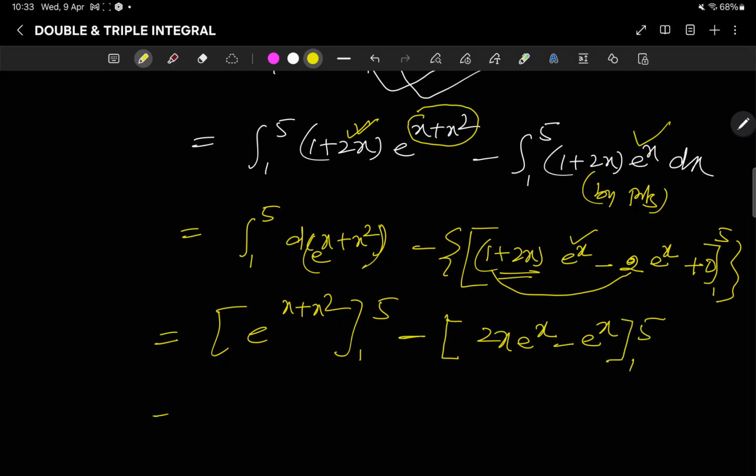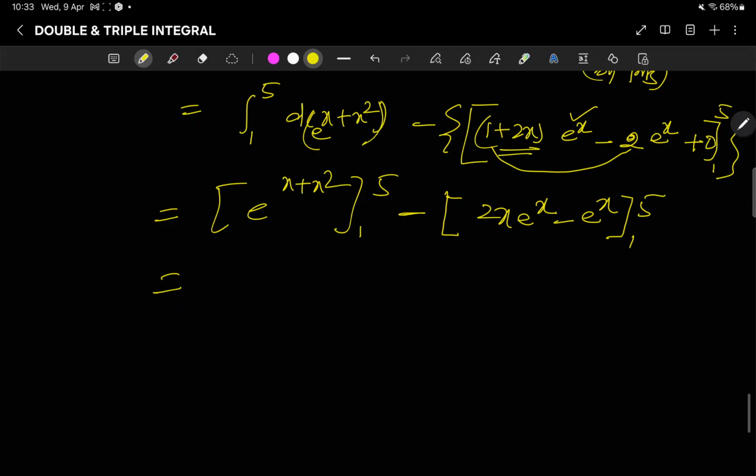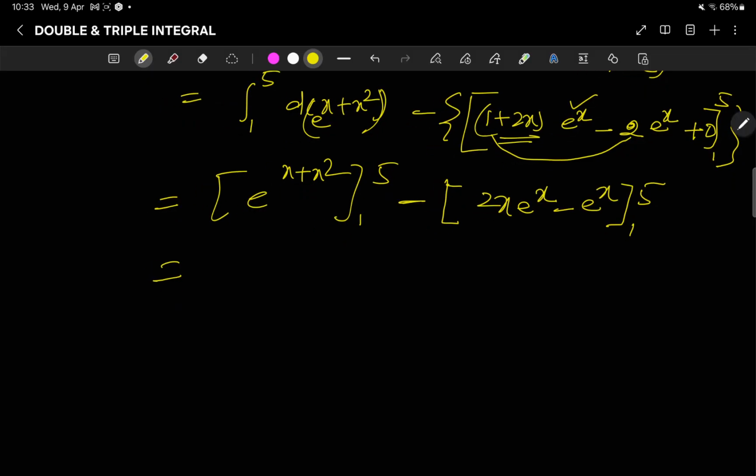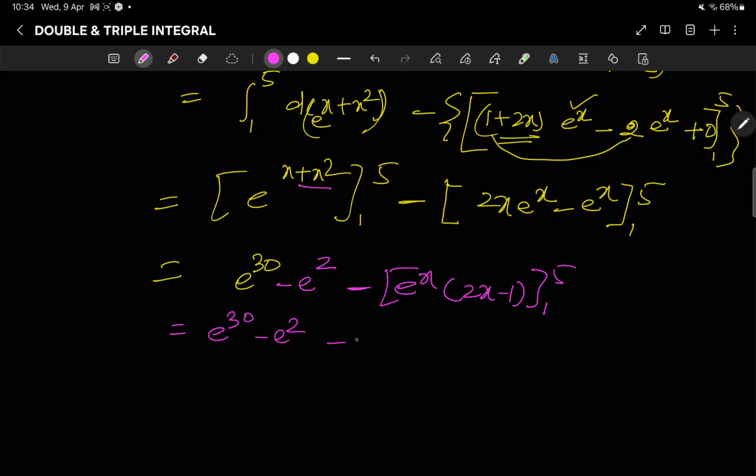If I substitute the upper limit minus lower limit, it will be e to the power 30 minus e to the power 2, minus, if I take common e to the power x, it is (2x minus 1) from the limit 1 to 5. So it is e to the power 30 minus e square minus 9 e to the power 5 plus e. This will be your answer.